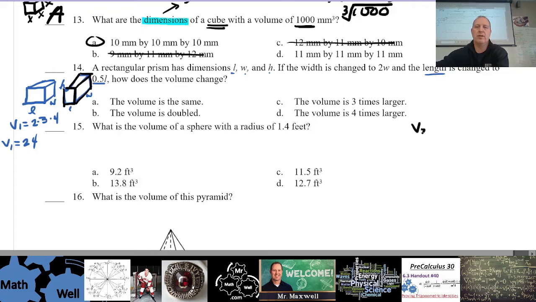Okay? Now, the second one, where we change things a little bit, V2 is going to be, what's half of 2? 1. What is 2 times 3? That's going to be 6. And then the 4 that it says stays the same. So what's this one? 1 times 6 times 4 is? 24. So look at that. Volume 1 and volume 2 are the same. So 14, the volume is the same.